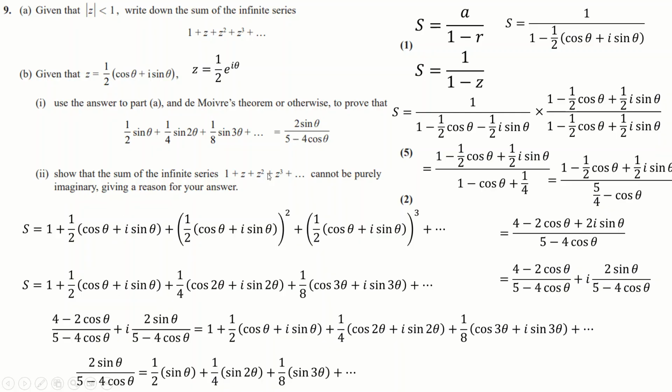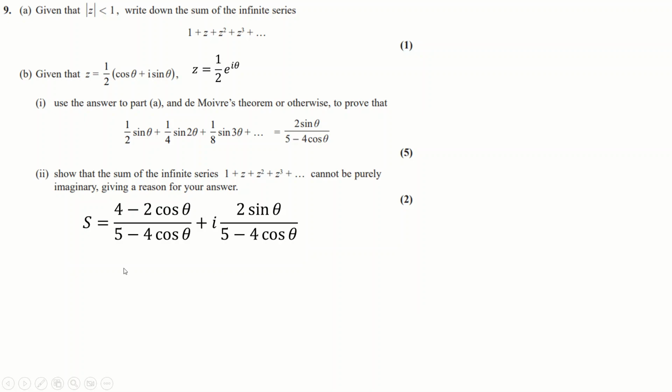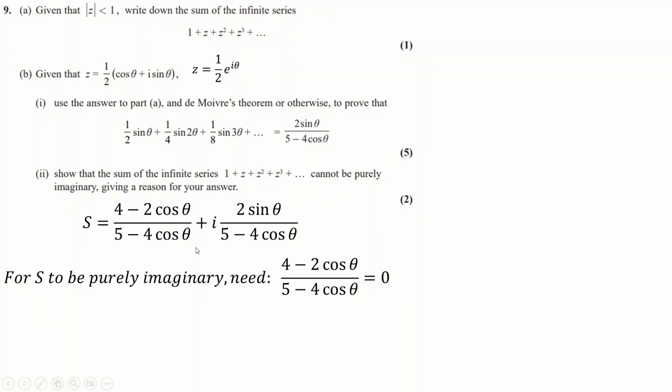Good. Show that this cannot be purely imaginary. So show that this thing here, the sum S, cannot be imaginary. Using this bit is the easiest, I think. For it to be purely imaginary, we would need this bit to be 0. But if we multiply both sides by this denominator, we just get this is 0, and I don't think this can be. Add 2 cos theta, divide by 2, you get cos theta equals 2, and that doesn't have any real solutions at all.